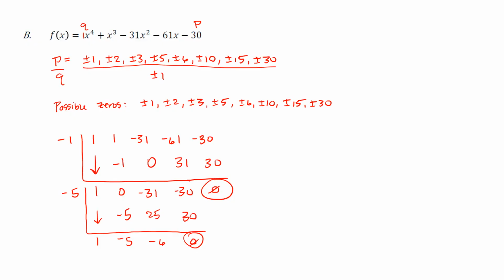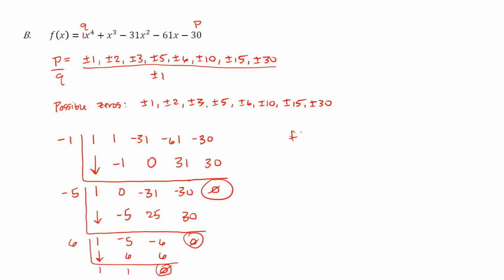Now, you might have also seen that 6 was a 0, and so you could continue this process with 6. We're just verifying all of the zeros while also getting our polynomial f of x in factor form. So let's bring down the 1, multiply, add, multiply, add, and I got 0.